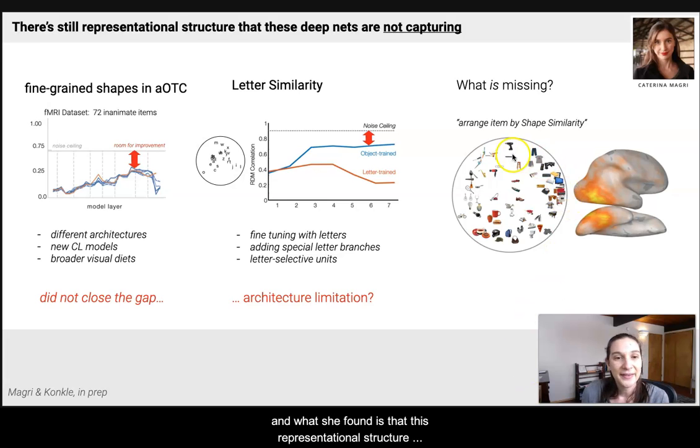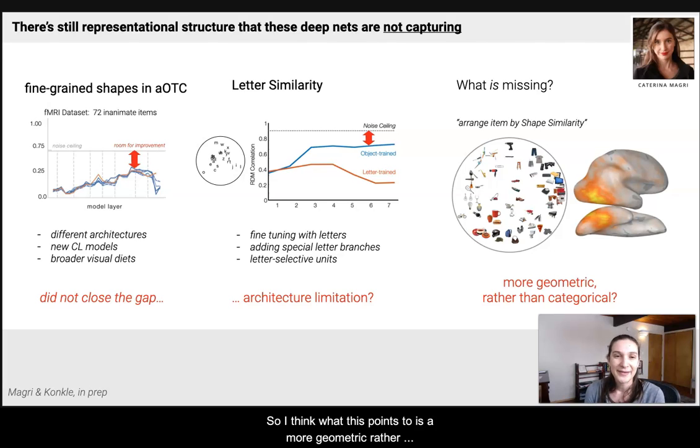And what she found is that this representational structure really beautifully isolates and captures this occipitotemporal cortex better than any other similarity space we measured. And so I think what this points to is a more geometric rather than categorical kind of representation that the deep nets haven't quite discovered yet.